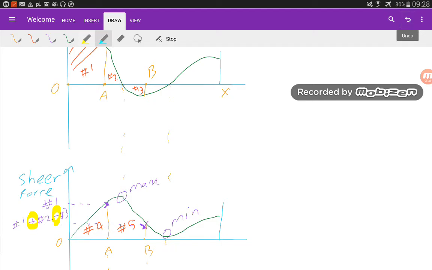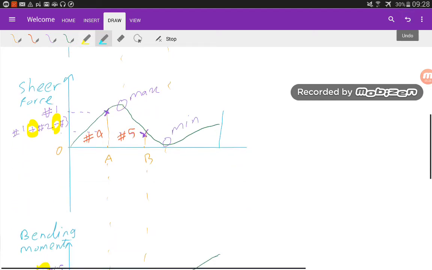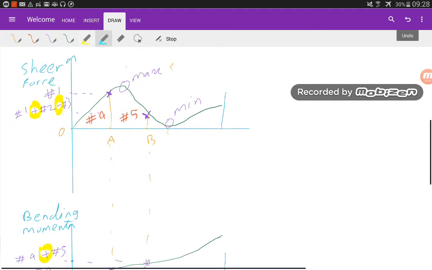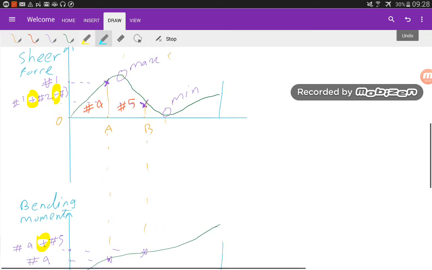in your shear force. So if you want to draw the bending moment diagram, bending moment is the under curve area of shear force. So we have our shear force drawing. We want to calculate bending moment at point A. You are going to calculate the under curve area for shear force from point O to A, which I highlighted here as number 4, area 4. The area between A and B I highlighted as area 5.